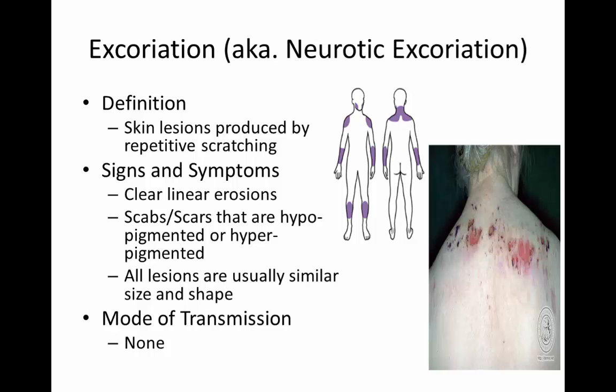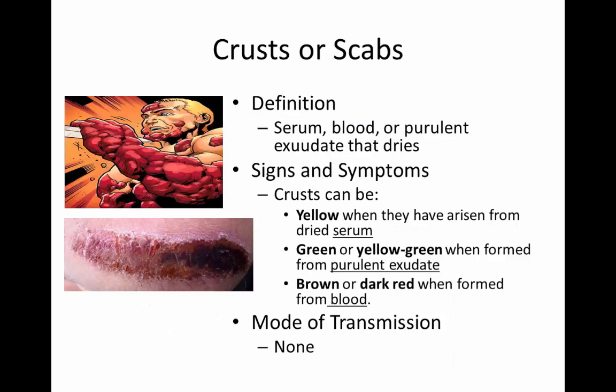All lesions are usually of similar size and shape. Common sites include exterior surfaces of the extremities, the face, and the upper back. There is no mode of transmission and excoriation is not contagious.